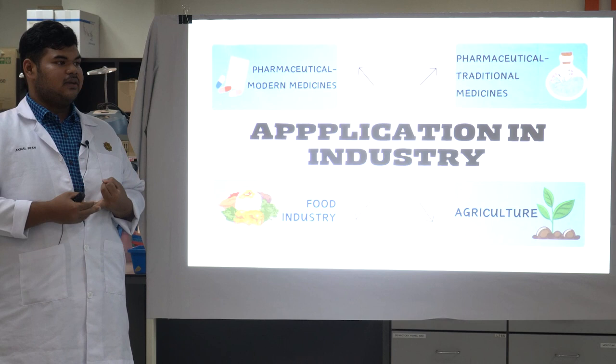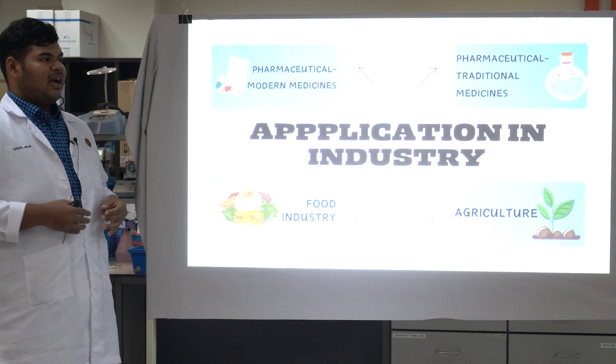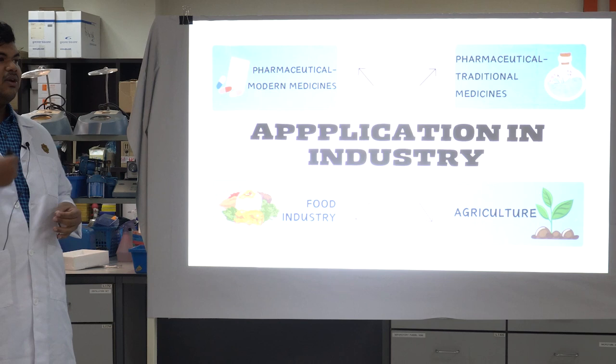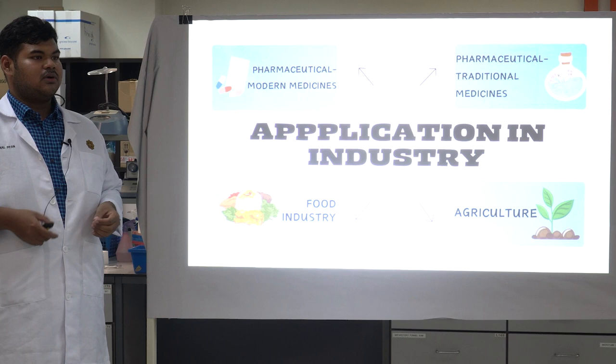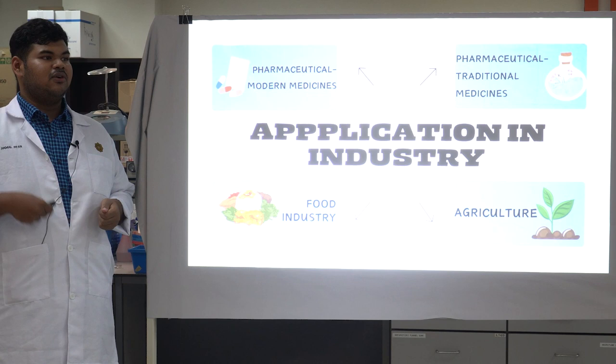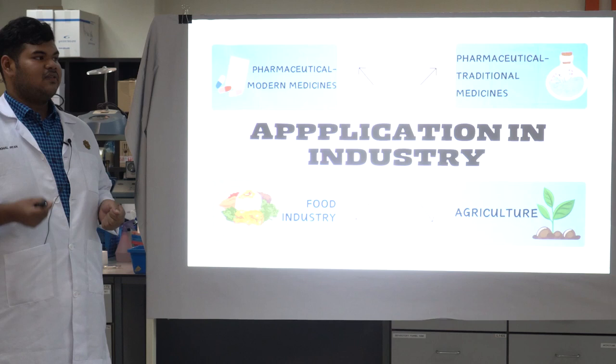For the qualitative test, we normally conduct TLC, but in order to achieve better results, we normally conduct HPLC, which is high performance liquid chromatography. And for quantitative tests, we conduct TLC even though it is not the most effective method we have, in order to reduce the cost and also to have the results faster.